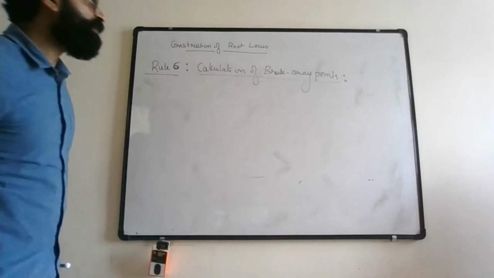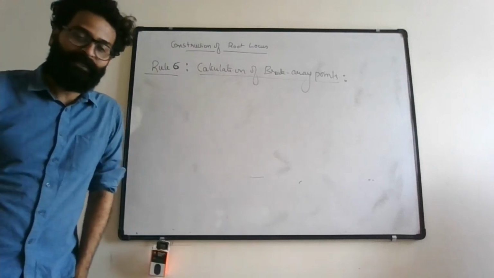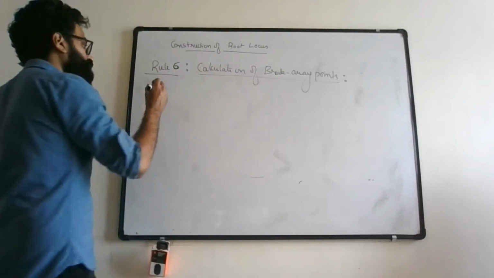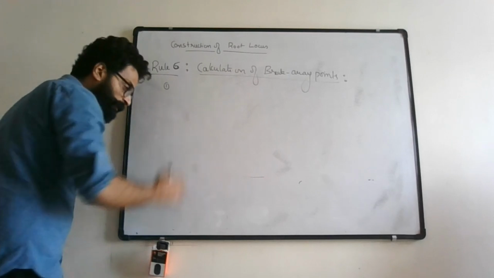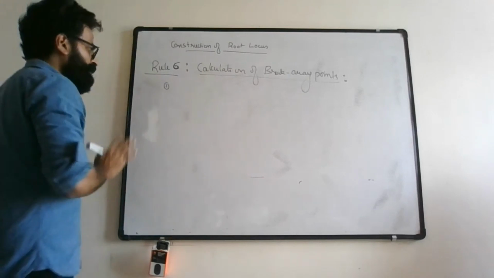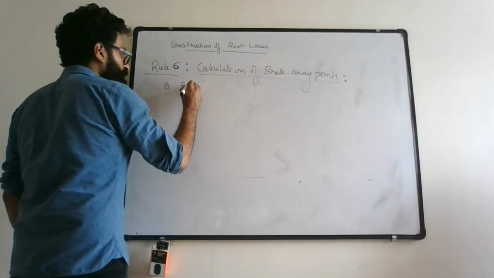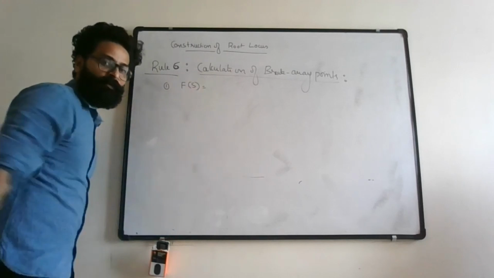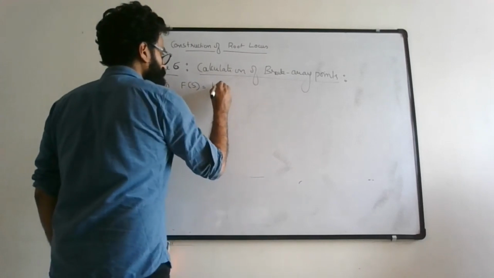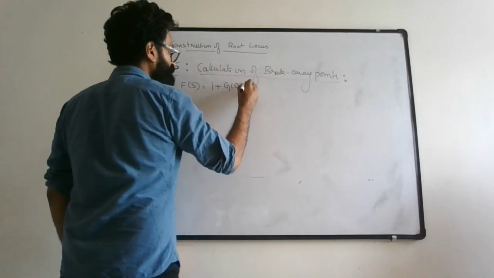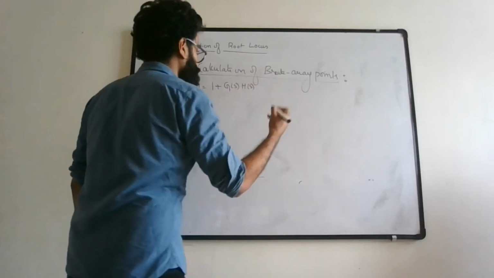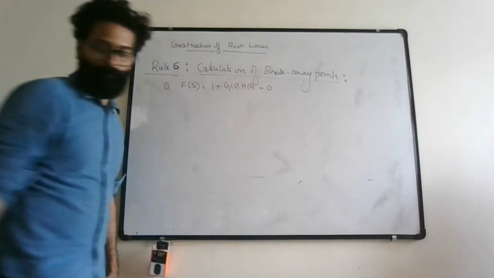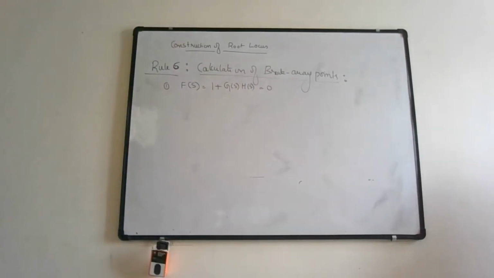Now, how to calculate breakaway points analytically? To calculate the breakaway point, the following steps can be used. First, you write down the characteristic equation, that is f of s equal to 1 plus g of s into h of s equal to 0.